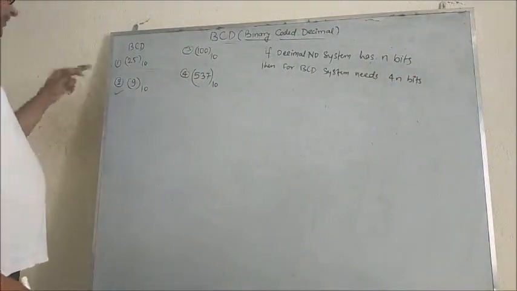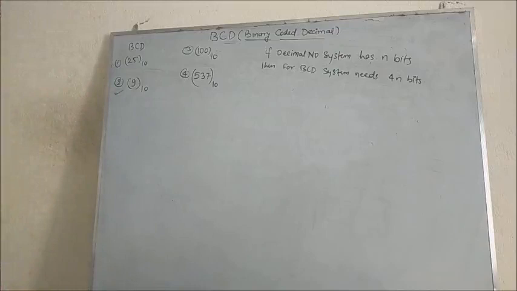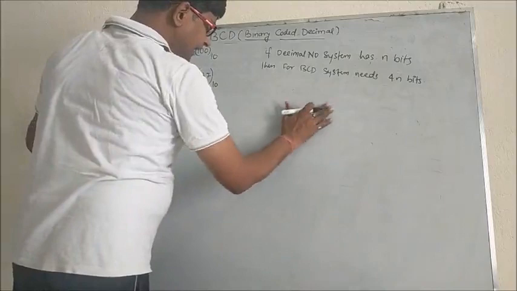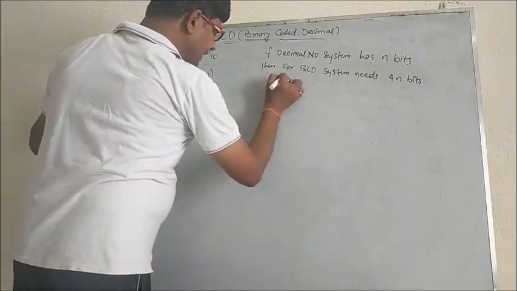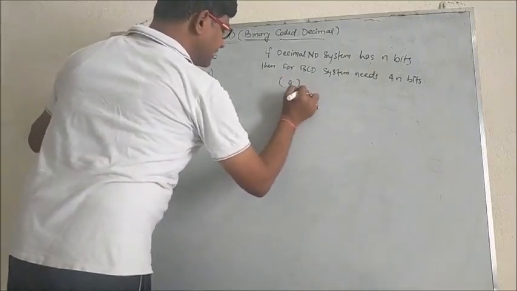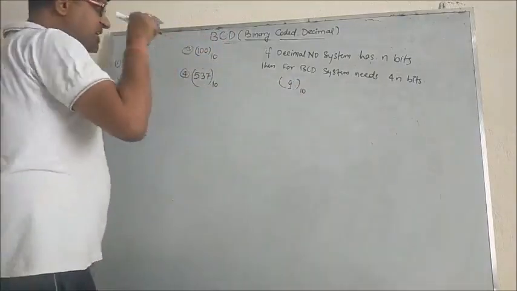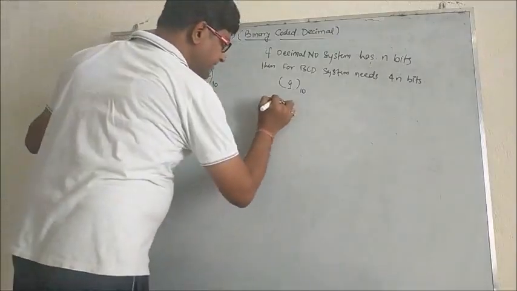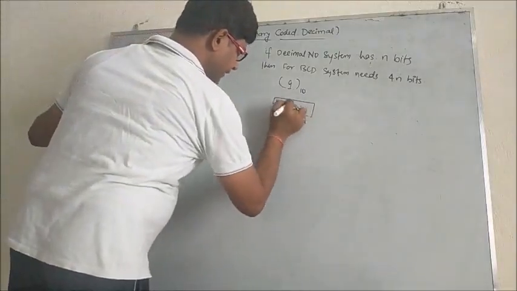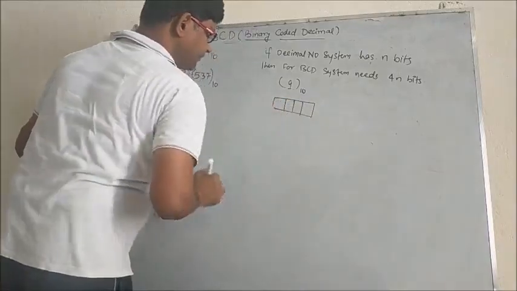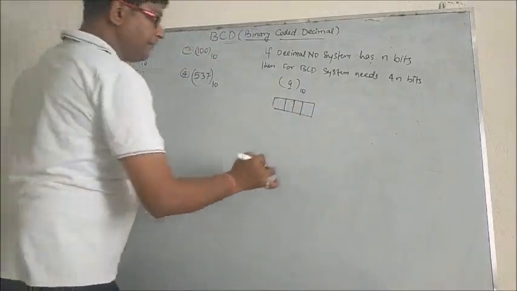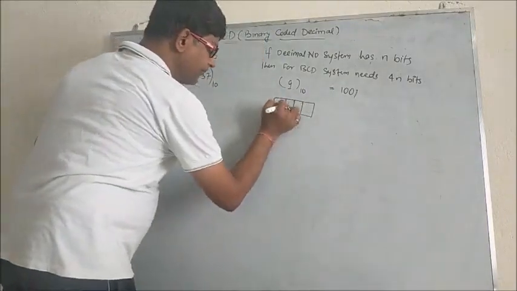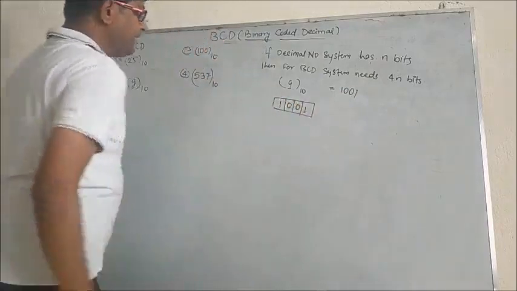So first of all, take the first question as 9. What is the binary equivalent of 9? The binary equivalent of 9 is 1001. That means 9 has a single digit, right? So for representing 9 in BCD, we must have 4 binary digits. This is 4: 1, 2, 3 and 4. The binary equivalent of 9 is 1001, so we can put it here as 1001. Right? Okay.